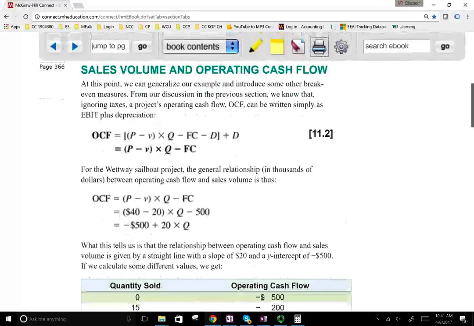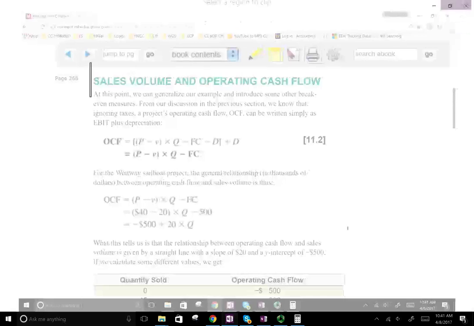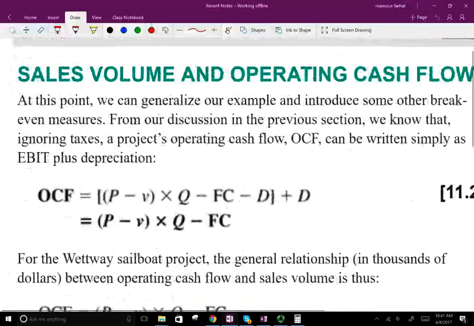Okay. So what we're going to look at now is sales volume and operating cash flow. This is going to give us a better idea. At this point, we can generalize our example and introduce some other break-even measure.